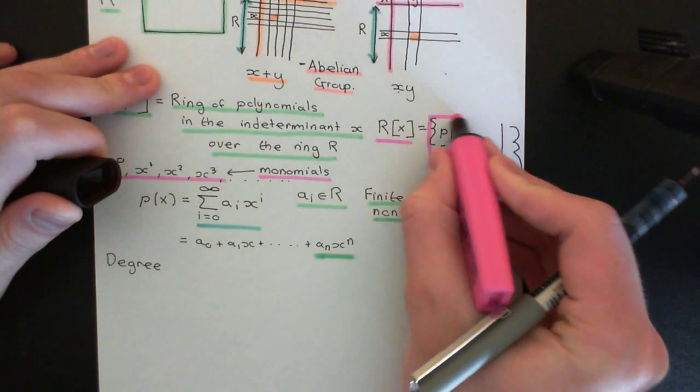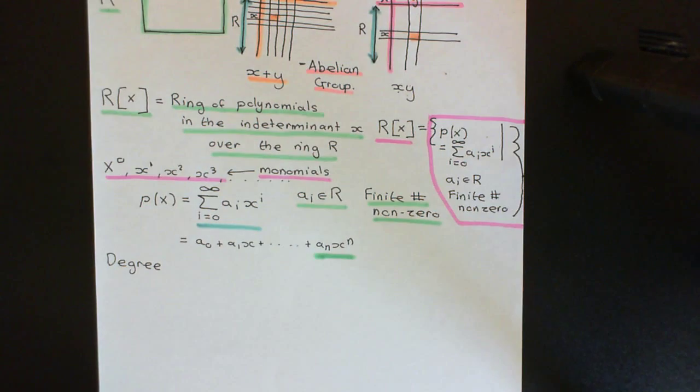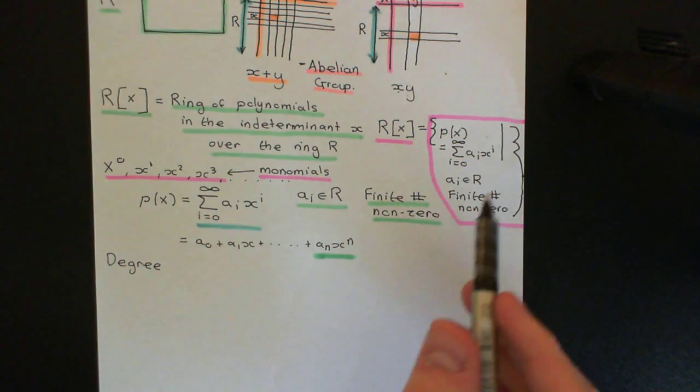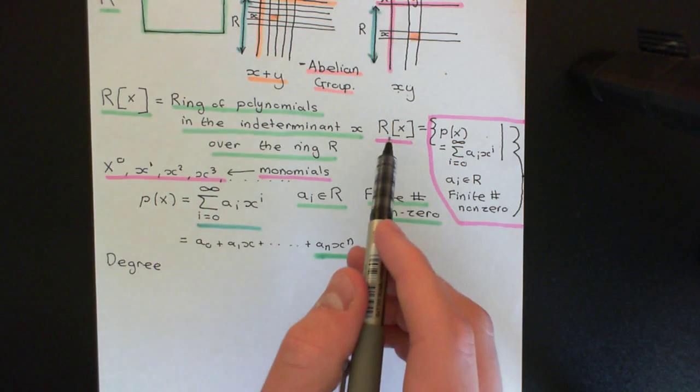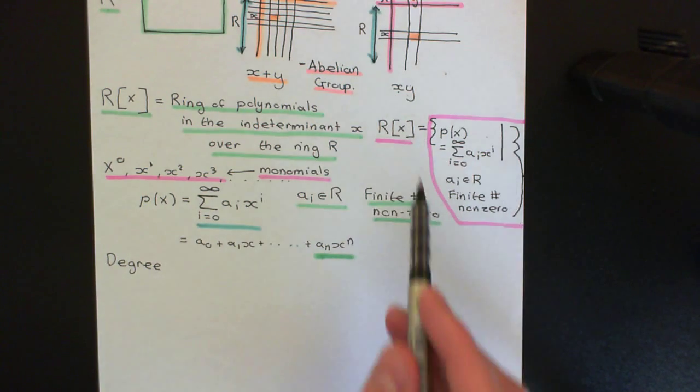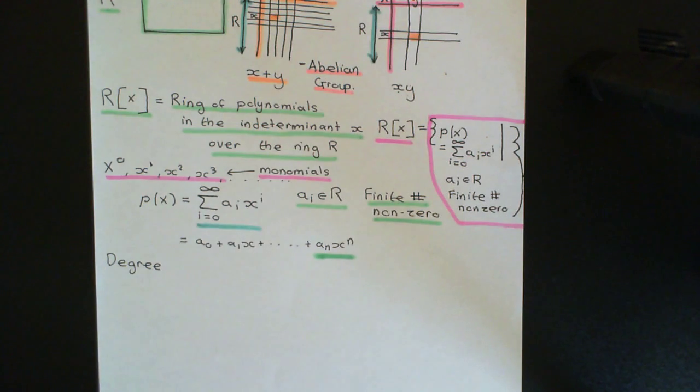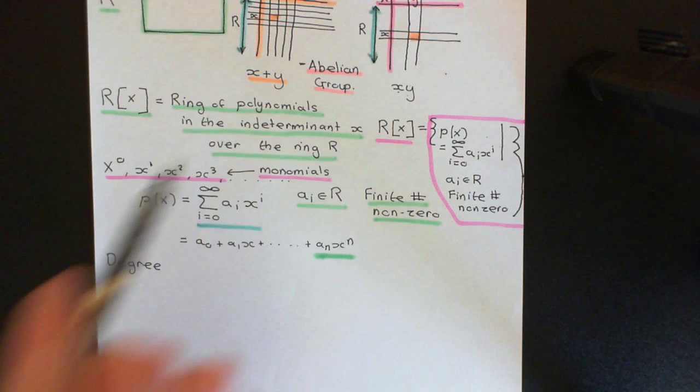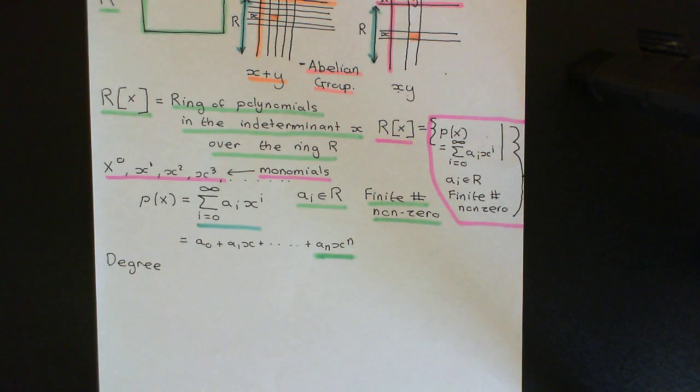Okay, and now what I'm going to do is just give you a few more definitions with regards to polynomials. So we would say that all of the elements of this set are polynomials with coefficients in the ring R and in the indeterminate x.